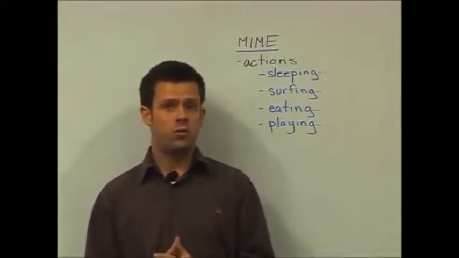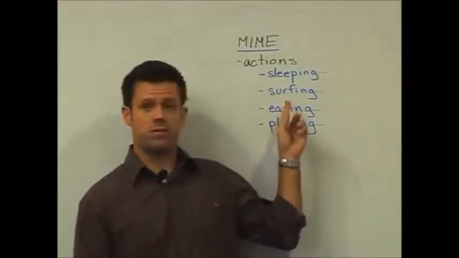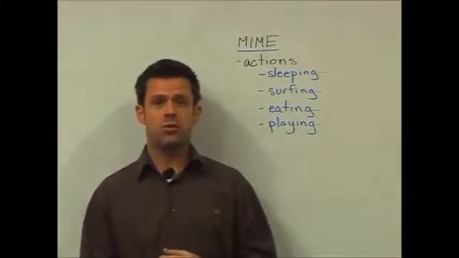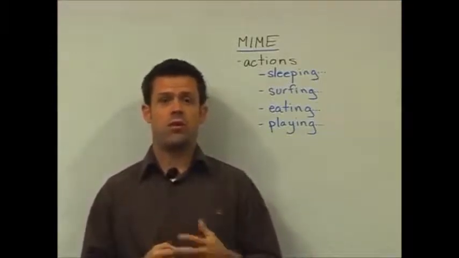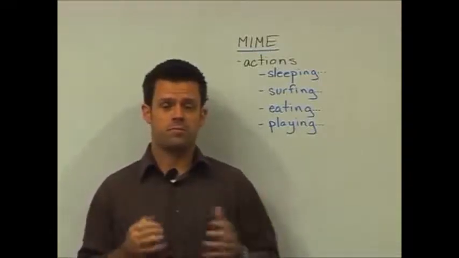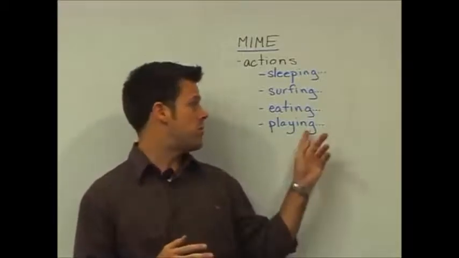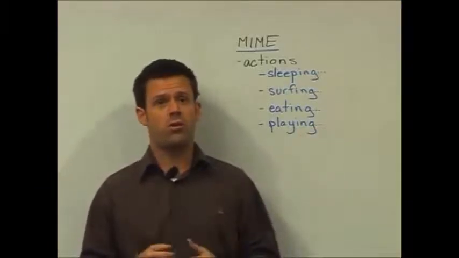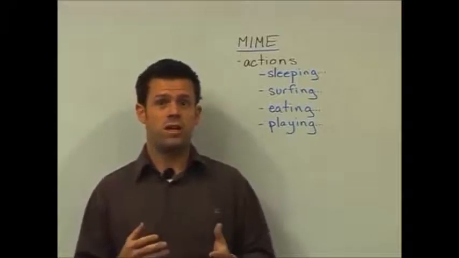The card at low levels will just be one word, such as sleeping, surfing, eating, or playing. As soon as the student is able to mime any one of those actions, the students continue to guess with, "You are sleeping, you are eating, you are surfing." Now, at higher levels, what you could do is continue on from the base of the action and include something like, "You are playing football," or "You are playing video games," "You are eating spaghetti," or "You are eating spicy food."